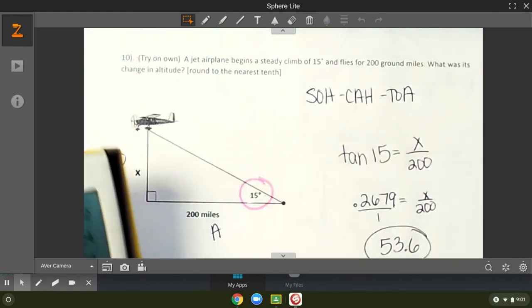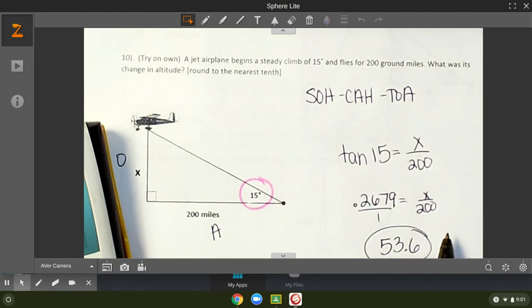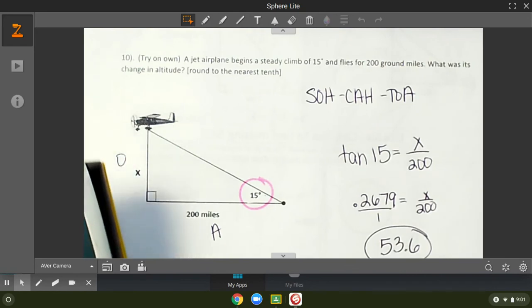Okay, let's see how you did. Did you pick tangent? All right, and after you cross multiplied, were you able to get 53.6? If you did, you have got it.